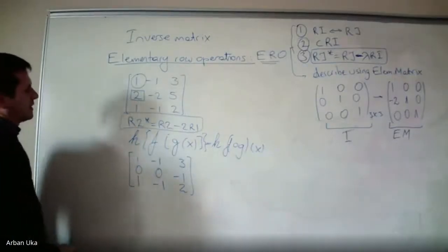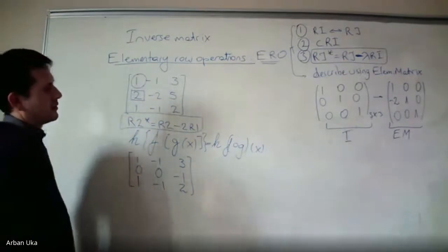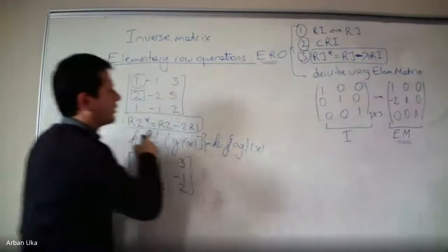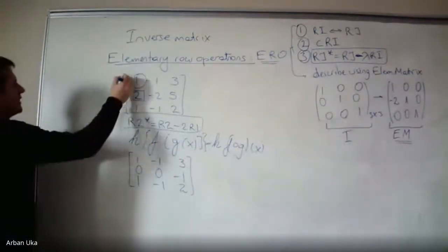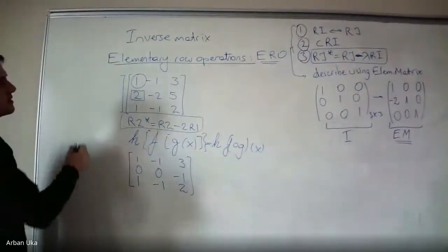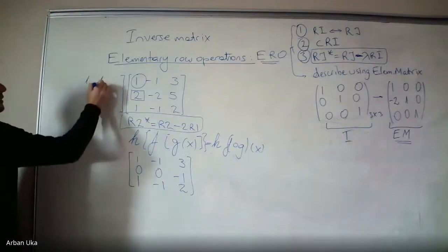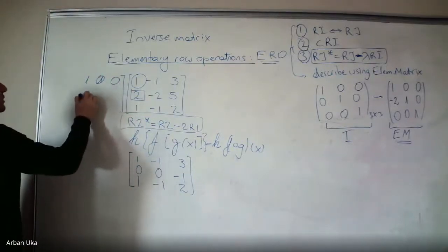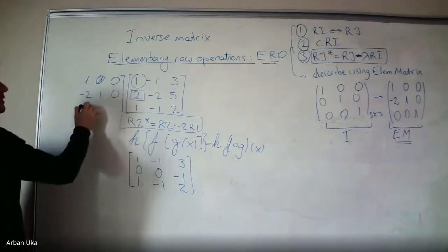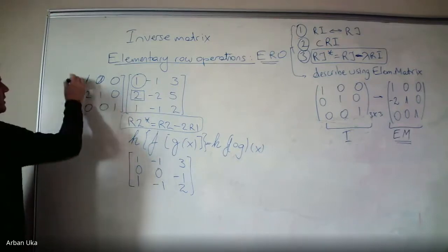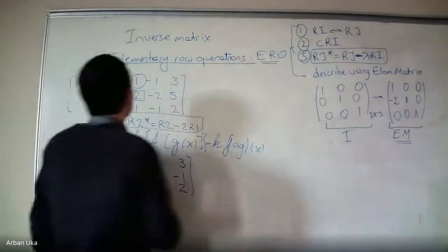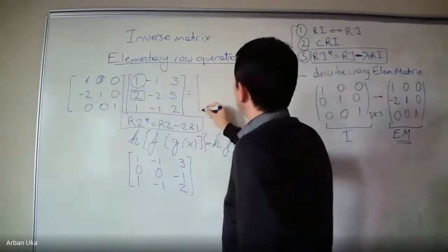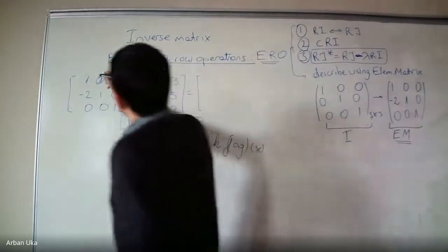So we found this matrix. Now let's try to apply this elementary matrix on the original one, which is defined as multiplying two matrices. This is 1, 0, 0; minus 2, 1, 0; 0, 0, 1. So what do we get if we multiply these two matrices? This is equal to 1, 0, 0.